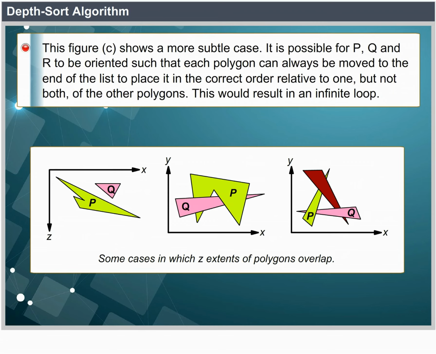It is possible for P, Q and R to be oriented such that each polygon can always be moved to the end of the list to place it in the correct order relative to one, but not both of the other polygons. This would result in an infinite loop.